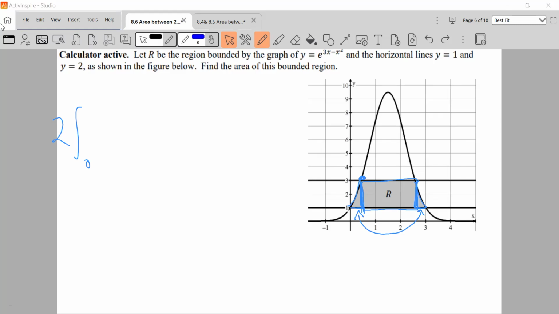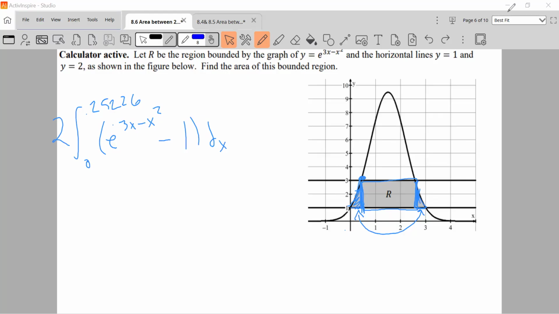So we do have Calc active, so I'm going to just graph this real quick. And graphing this, I find that that bound is 0.25226. And I'm going to do top curve, which is this e to the 3x minus x squared, minus my bottom curve, which in this case is 1. Again, I'm doing the 2 times because I'm saying that this area and this area are the exact same.